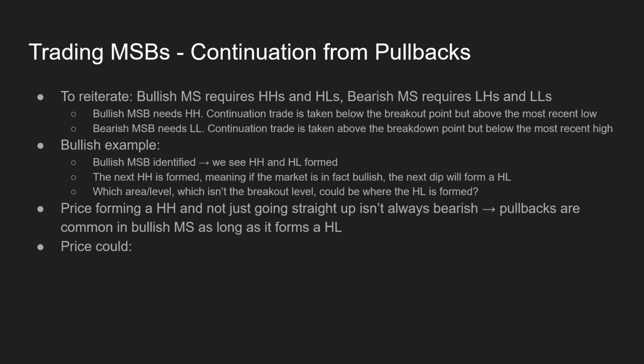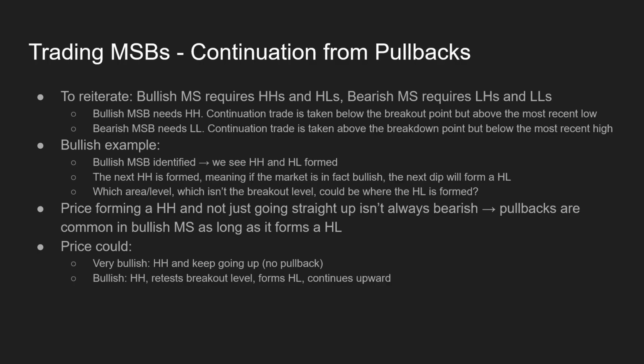Now, in this situation, price could do four things realistically. In a very bullish situation, it could produce a higher high and keep going up where there's no pullback at all. In a bullish situation, it produces a higher high, it retests the breakout level, forms a higher low, and continues upward. This is the first example that we just looked at. Price came up, produces the higher high, it comes back down to that breakout level, it doesn't fall below it, it forms a new low, and then continues upward.